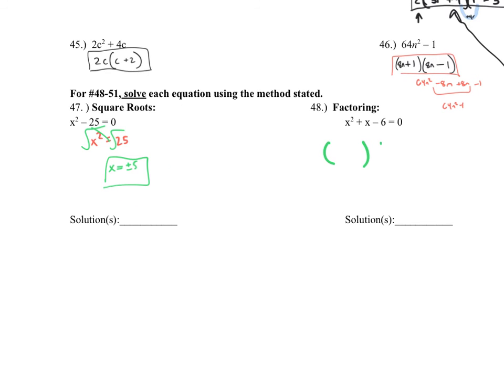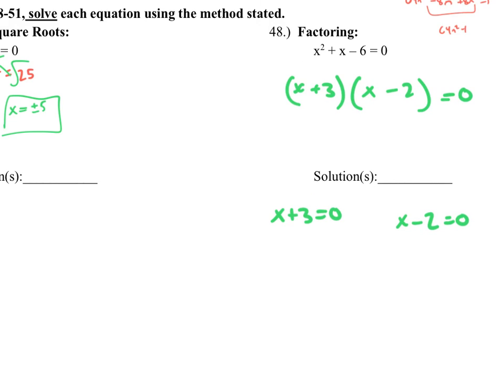Solving by factoring is where you first factor. So I need numbers that multiply to -6, but add to a positive 1. And then you take both pieces and set them up equal to zero with the zero product property. And then you get your two solutions that way.